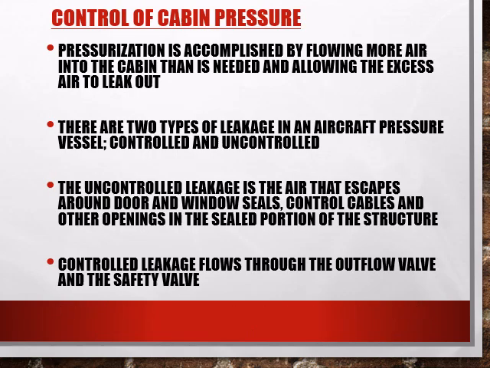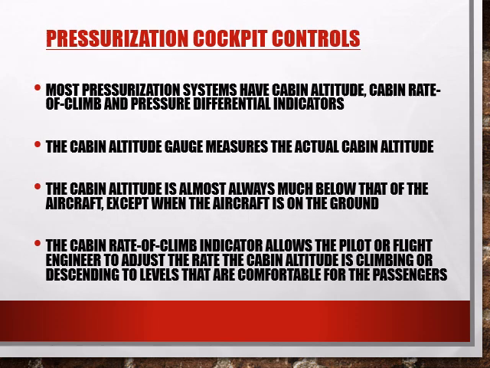Cabin pressure is managed by regulating airflow into and out of the cabin. Controlled leakage occurs through outflow valves. Uncontrolled leakage escapes around seals and other minor gaps. Cockpit indicators include cabin altitude, rate of climb, and differential pressure. These help the pilot maintain passenger comfort and structural safety. The control panel allows adjustment of cabin settings during flight.